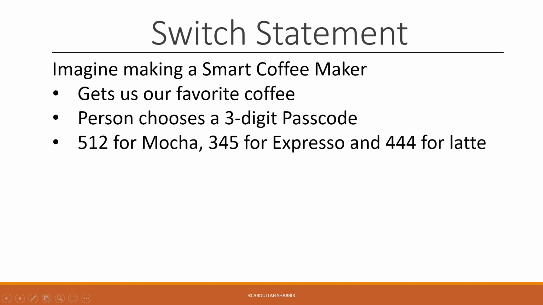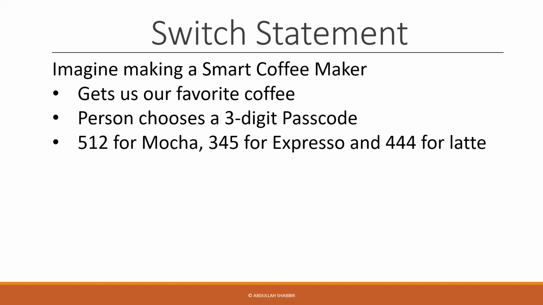Imagine we wanted to program a coffee maker that gives us our favorite cup of coffee. To build this, our coffee machine needs to know a 3-digit passcode that a user can enter into the coffee maker to get their favorite coffee. So let's say to get a mocha, we want to enter 512. For espresso, we can enter 345, and for latte, we can enter 444.